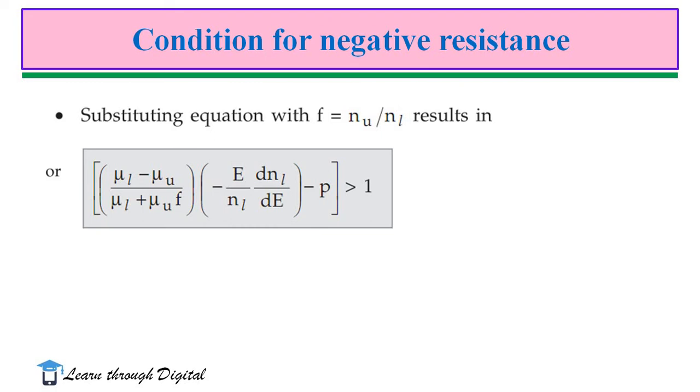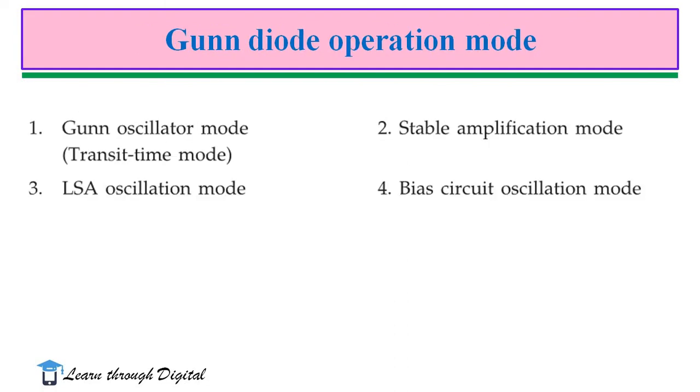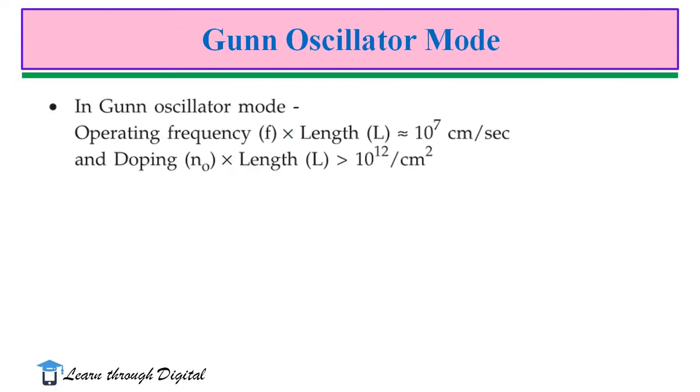The field exponent P is a function of the scattering mechanism and it should be negative and large. Next, we are going to talk about the various modes of operation. Depending on the material parameters and the operating conditions, various modes have been developed. The modes are Gunn oscillator mode or transit time mode, stable amplification mode, LSA oscillation mode, and bias circuit oscillation mode. These are the various modes of operation of the Gunn diode. We will discuss them one by one.